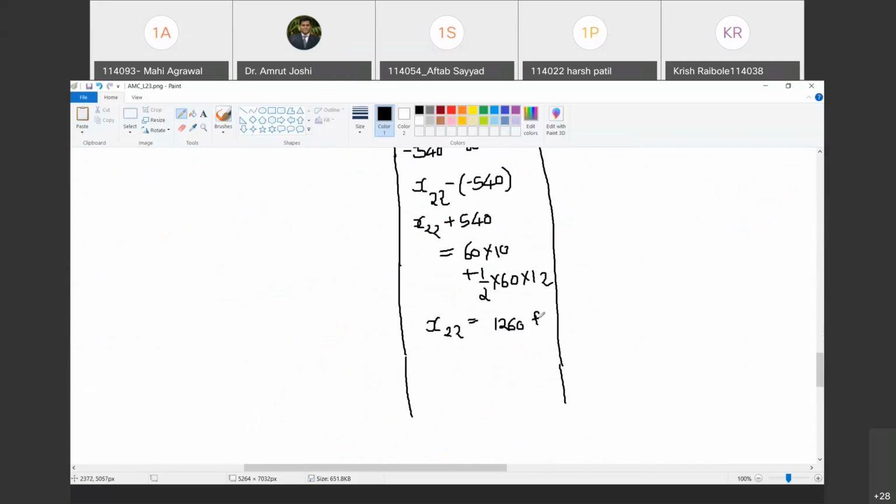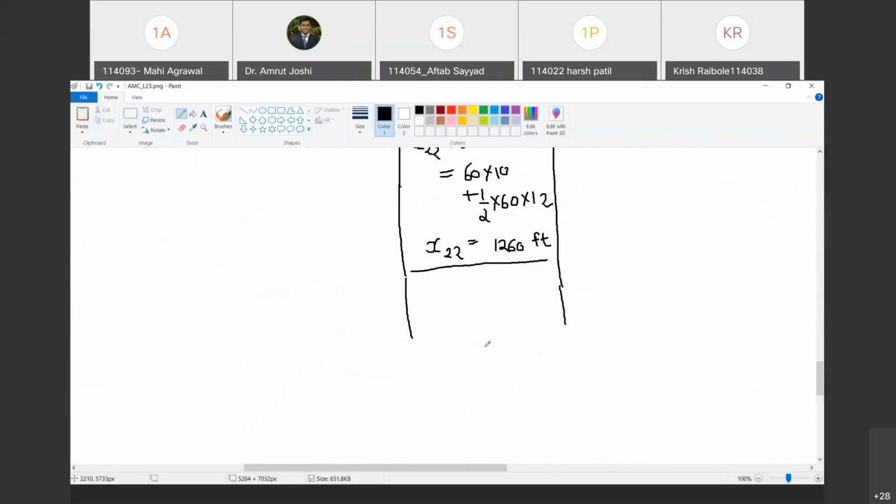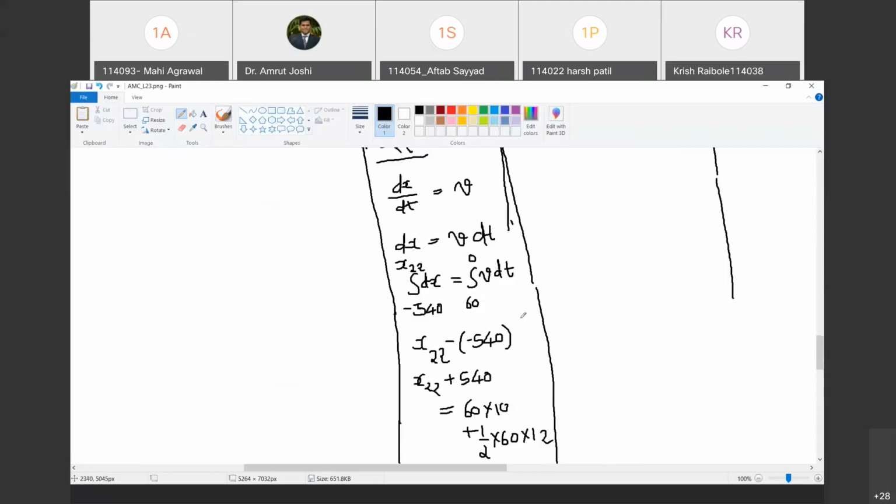Yes, sir. But we are not interested in position as such because हमें क्या करना है? Our focus is clear. Change in position from t equal to 0 to 22 seconds plus change in position from t equal to 22 to 50 seconds. Addition of modulus of both of these is going to give me total distance traveled. Do you agree with me? Yes, sir. So what is the change in position? So what is delta x in 0 to 22 seconds? Tell me. So it is nothing but x at 22 seconds, that is 1260, minus x at 0 seconds, which is equal to minus 540.